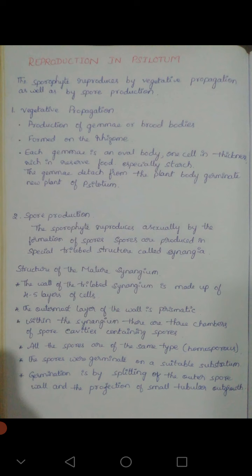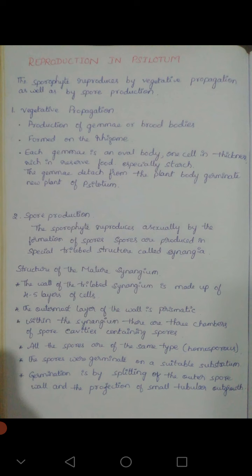Here the root part, nothing but the rhizome, produces a small ovoid structure that is detached from the plant body and germinates independently into a new plant of Psilotum. This is about vegetative propagation by gemmae. Second one is spore production.